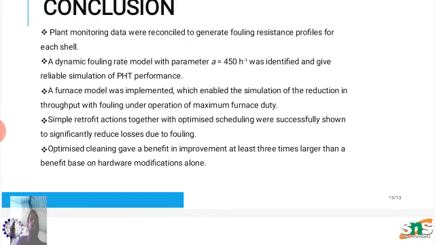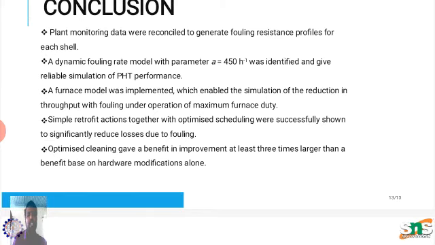This enables fouling behavior to be identified based on operating flows and temperatures. Techno-economic analysis for heat recovery and fouling mitigation, including retrofit of heat exchangers, use of tube inserts and network revamp, was conducted. The commercial software tool Smart PM was successfully utilized to study heat recovery paths, cleaning schedules and furnace firing capacity in this case study. The furnace model was implemented, which enabled the simulation of the reduction in throughput with fouling under operation at maximum furnace duty.